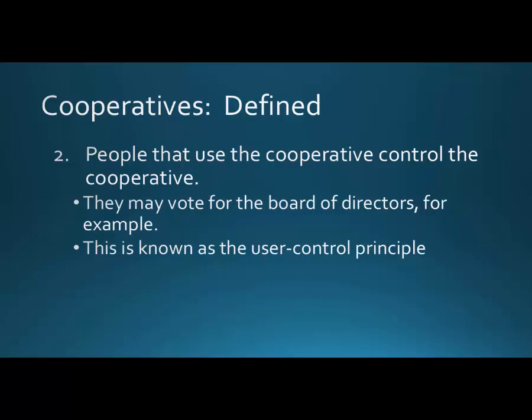Number 2, people that use the cooperative control the cooperative. Cooperatives are corporations, and corporations are governed by a board of directors, and the shareholders, the owners of the corporation, get to vote for the board of directors. It's no different with cooperatives. The only difference is the users are the people that are going to be voting for the board of directors and therefore controlling the cooperative. This is called the user control principle. Now that board of directors, they're going to hire managers. Managers are going to oversee the day-to-day operation of the business.